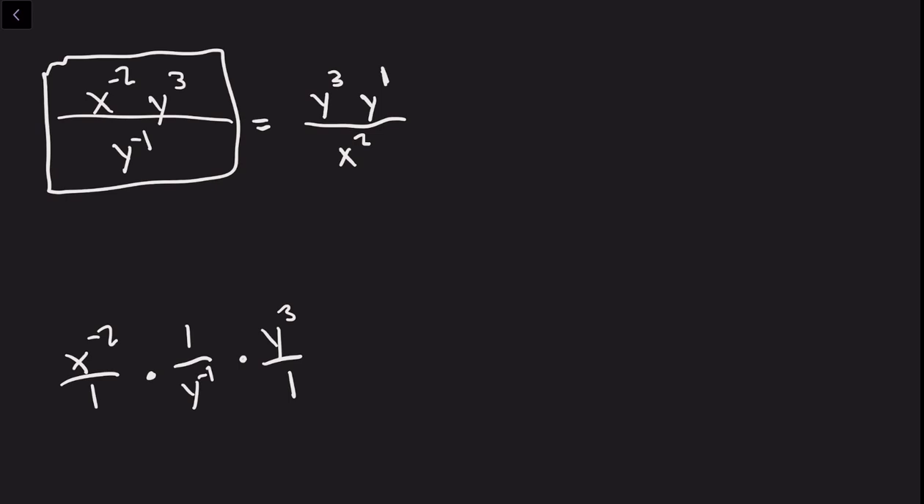And this is why. So now we have y to the third times y to the first over x to the second. So now we can use our product rule on the top. Since these two are being multiplied together, we can just add those exponents. So we'll have a y to the fourth over x to the second as our final answer.